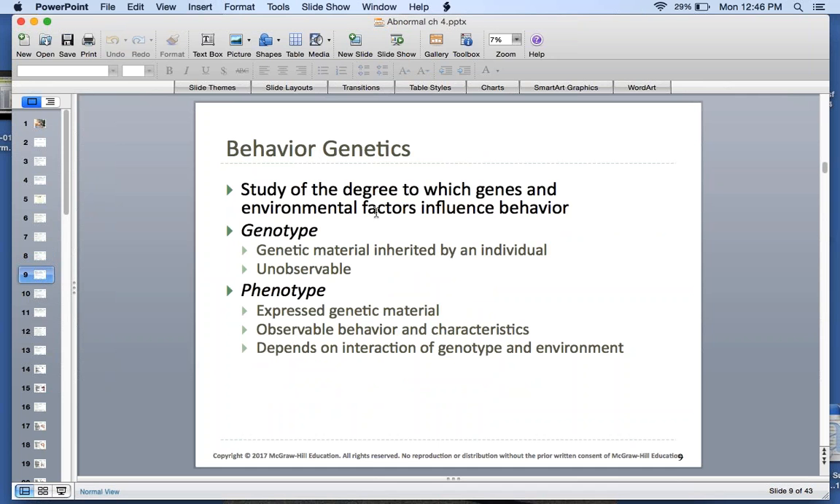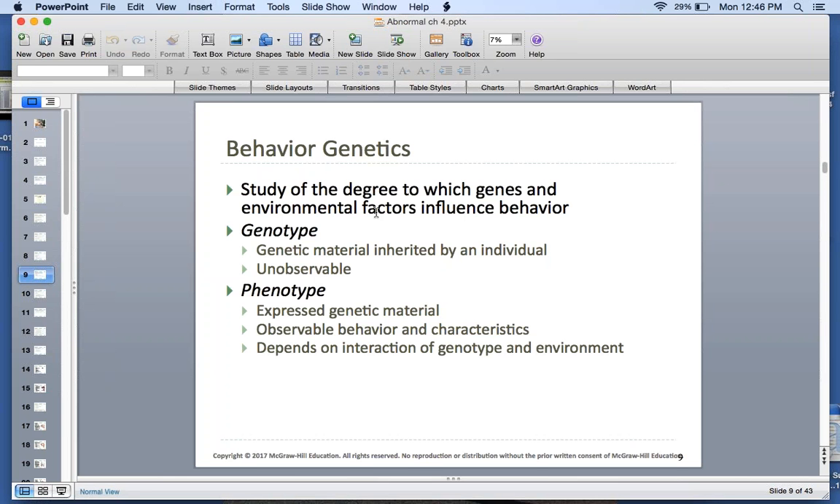Behavior genetics. Okay, behavior genetics is the study of the degree to which genes and environmental factors influence behavior. And in here we talk about these two different things, our genotypes and our phenotypes. And again, you should probably know this already.